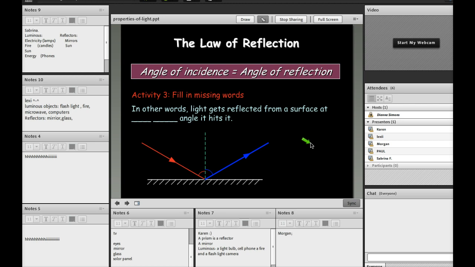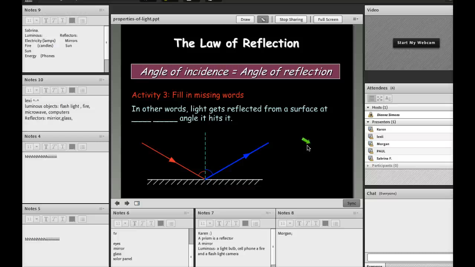Light gets reflected from a surface at... so it comes in, it gets reflected. They get reflected at, no, it's not a specific angle, it's the same angle. Maybe that's poorly worded.